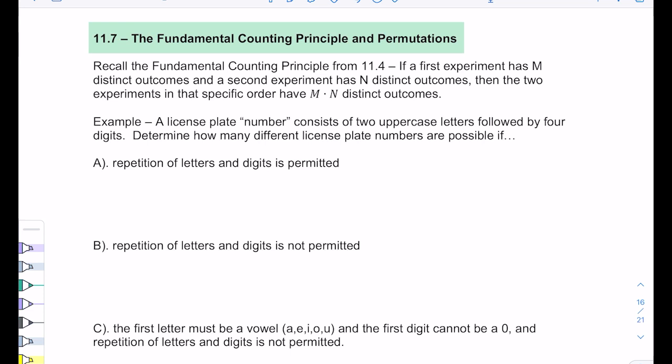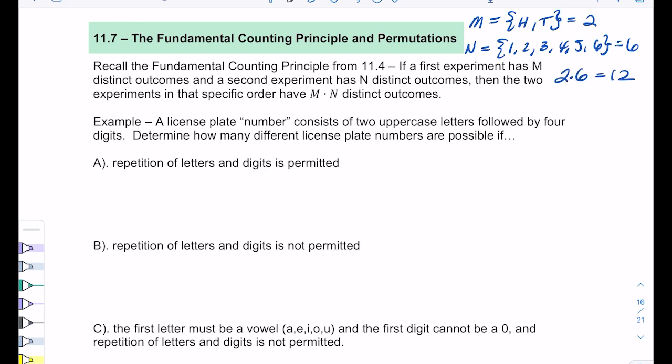So for example, if your first experiment was that you flipped a coin, we know that we've got heads and tails, so that's two outcomes. And let's say you rolled a six-sided die, you would have six outcomes. So if I want to find the total number of outcomes, if you were to do both experiments, you would just multiply 2 times 6. So there would be a total of 12 different outcomes.